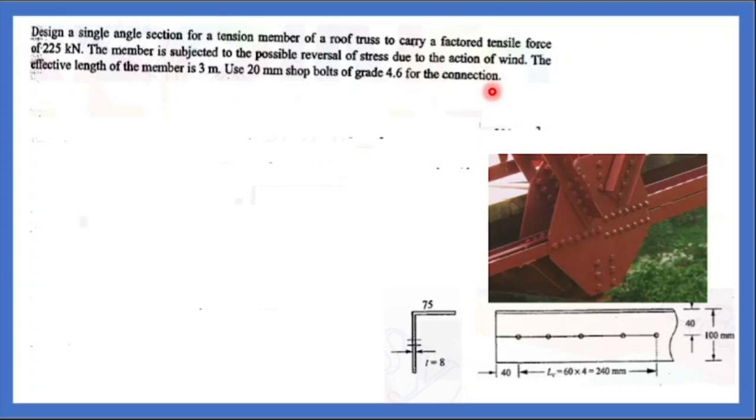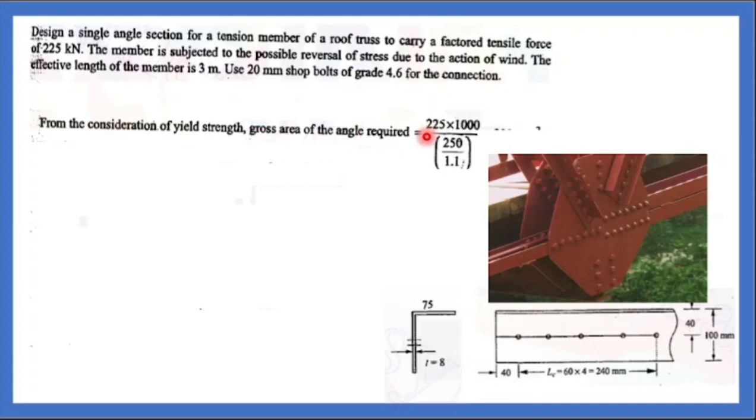You know the yield stress, load carrying capacity. Can you find the cross sectional area? Two components are known, area is the only unknown. From the consideration of yield strength, the gross area of the angle required is, load is given 225 in terms of kilonewton, you multiply by 1000 for Newton. You are considering the yield strength of the material as 250, Fy as 250 and Fu as 400 for the member.